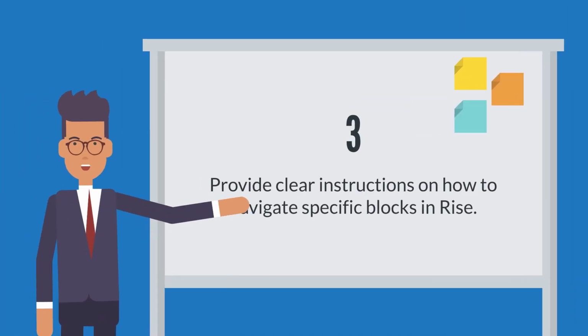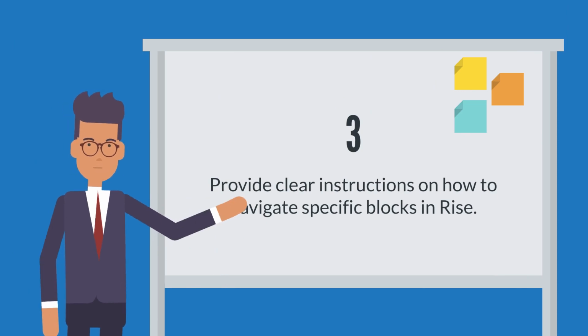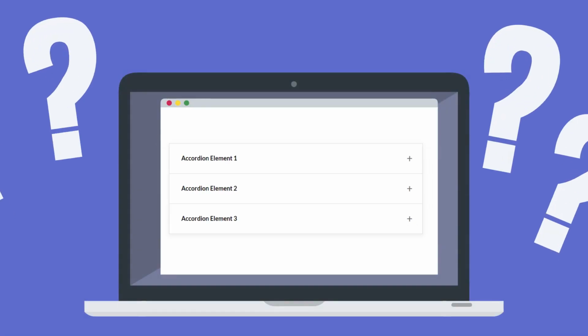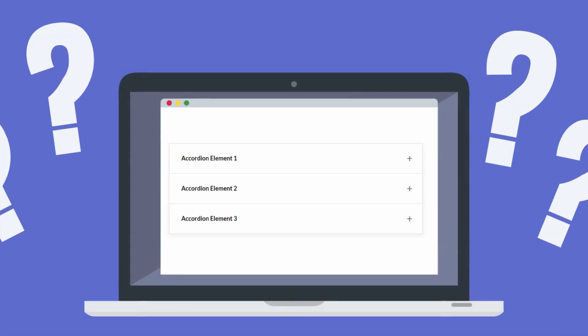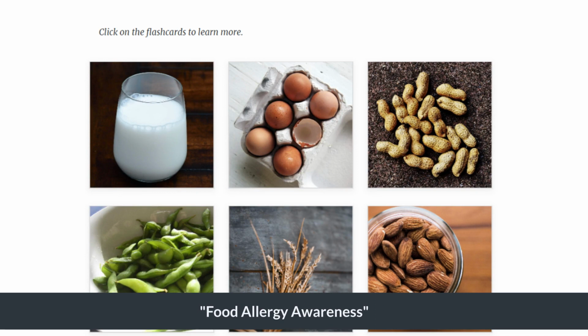Third, provide clear instructions on how to navigate specific blocks in Rise. Though the Rise interface is pretty intuitive, not every learner will be able to immediately figure out where to click to view information provided in interactive blocks, such as the accordion and the labeled graphic. When writing these instructions, take your target audience into consideration to decide exactly what level of detail to provide.